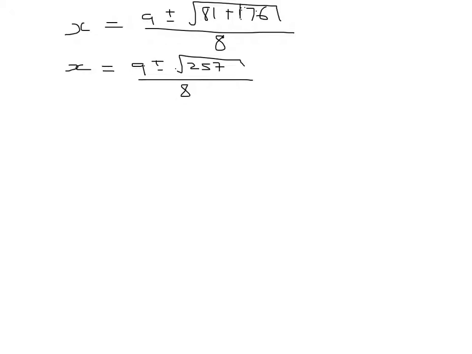And if we plug that in we're going to get 9 plus root 257 divided by 8, which is 3.13, or we're going to have 9 minus root 257 divided by 8, which is negative 0.879.